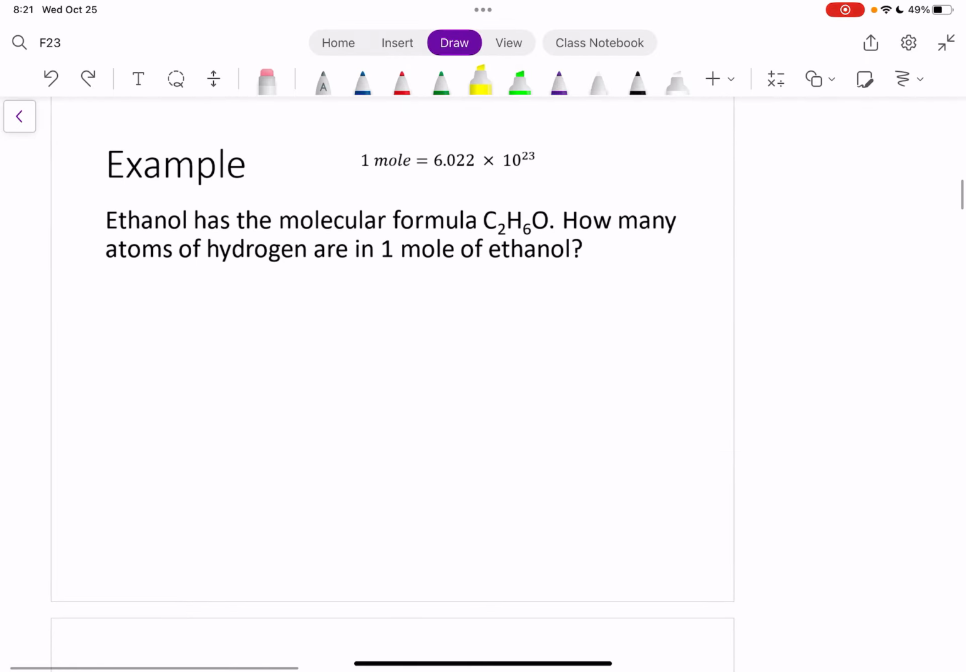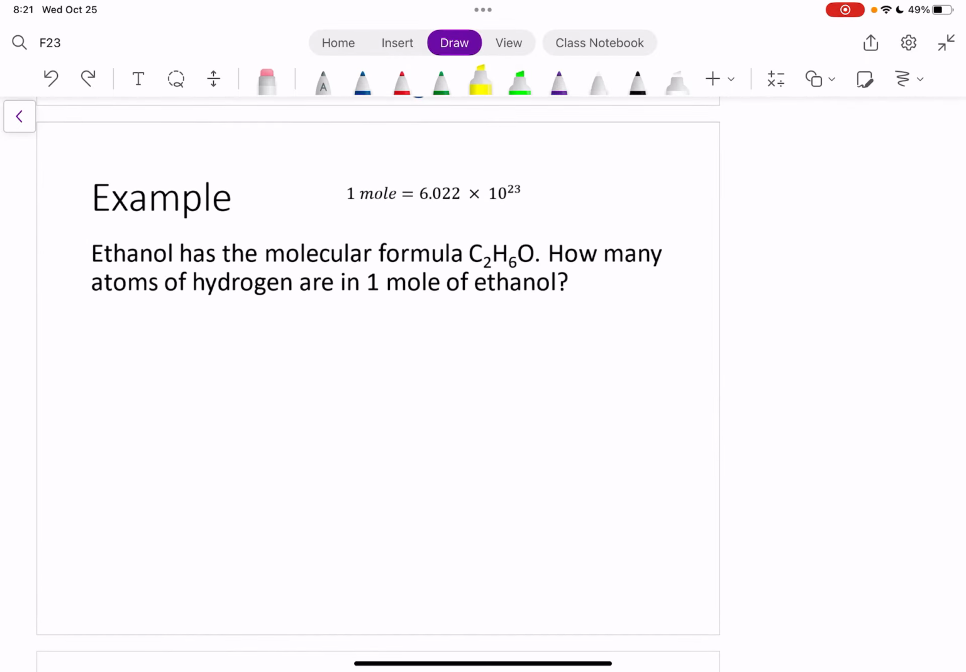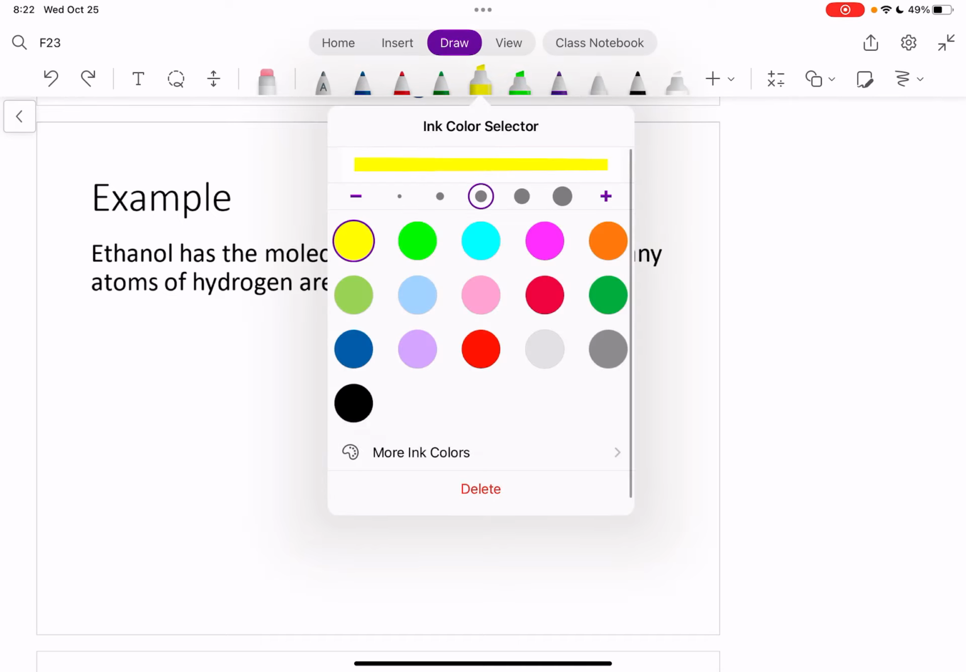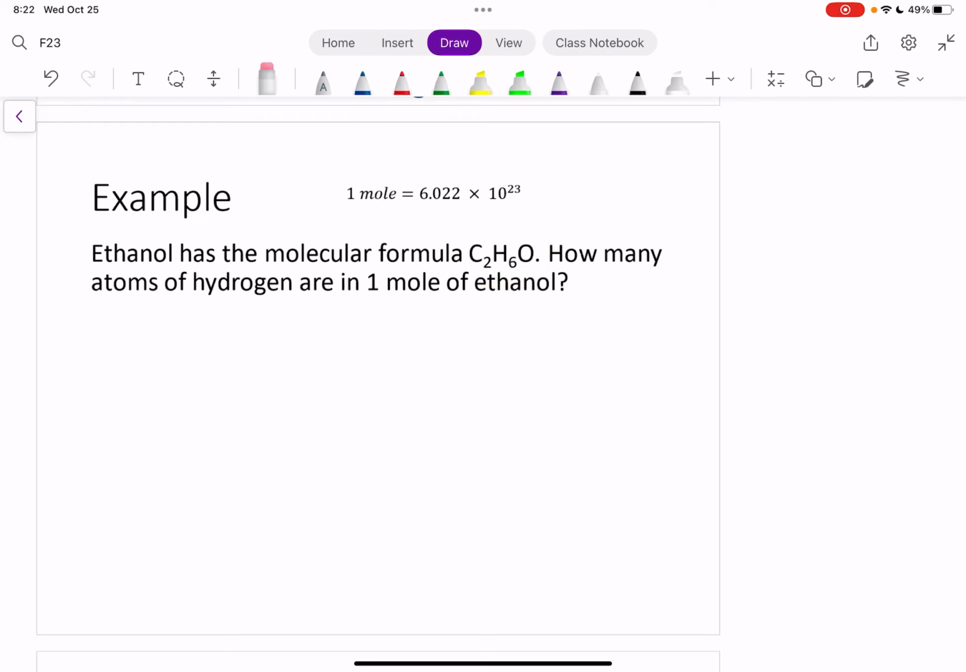All right, let's try this again. Ethanol has the molecular formula C2H6O. So right away, we have a little bit of information here. And this asks how many atoms of hydrogen are in 1 mole of ethanol. So 1 mole of ethanol, C2H6O, equals how many atoms of hydrogen? That's our question. That's our goal, to get to atoms of hydrogen.